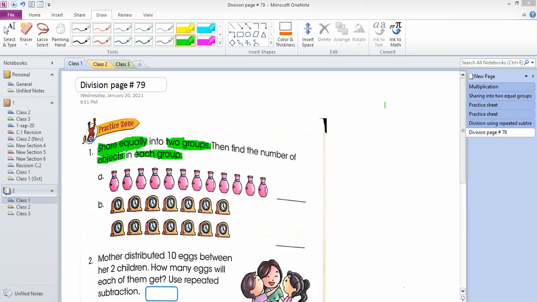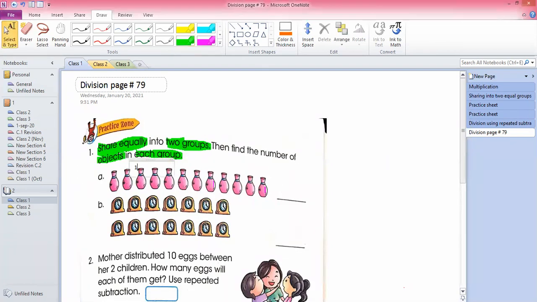Guys, now what you have to do, you all have to solve A and answer me on the chat box. If you share these vessels into two equal groups, how many vessels will be there in each group? And you also share with me a division sentence. You know about division sentence, how you are going to share?